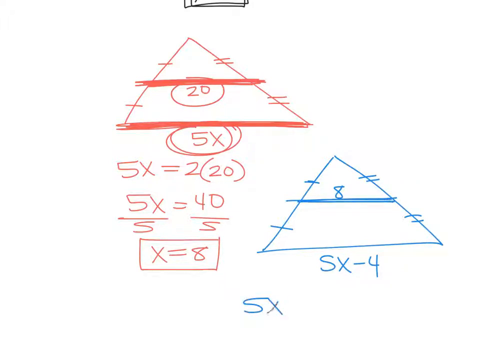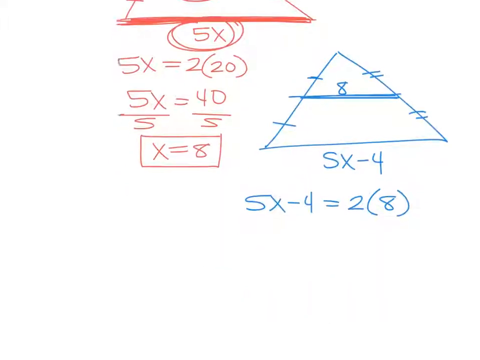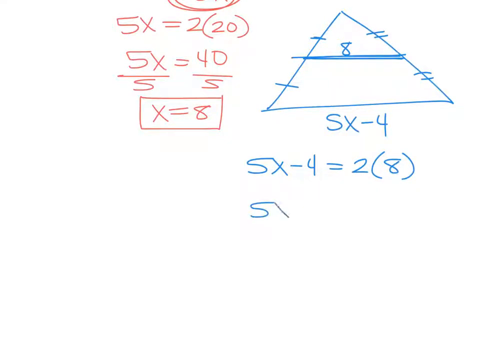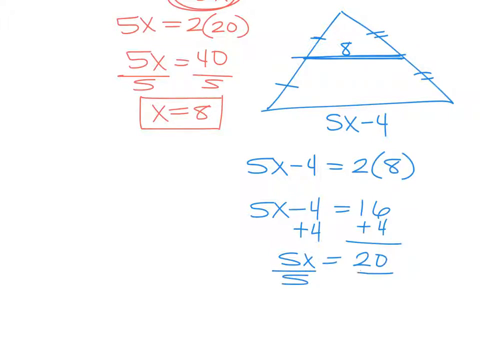So 5x minus 4 is equal to 2 times that 8 segment, right? So then when you solve that, you get 5x minus 4 equals 16. You're going to add 4, and then 5x equals 20, and then divide by 5. So x would be 4.